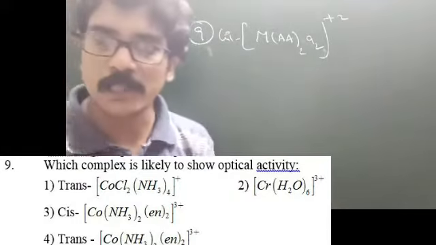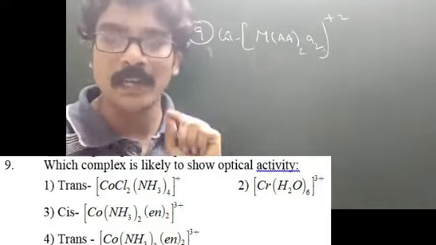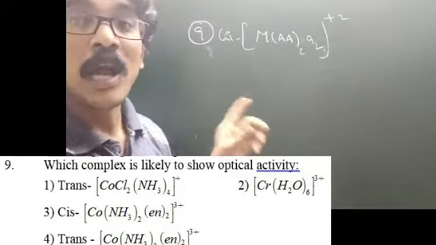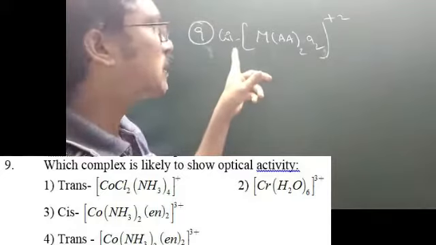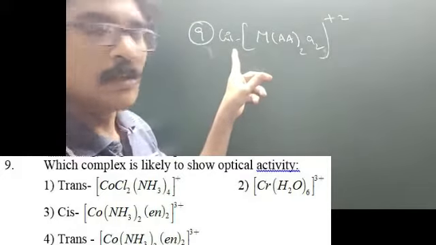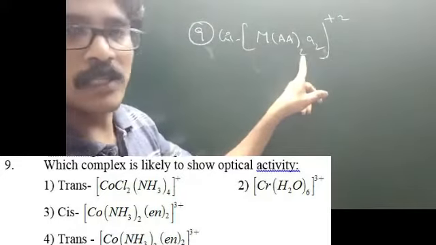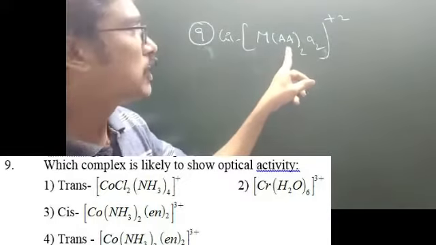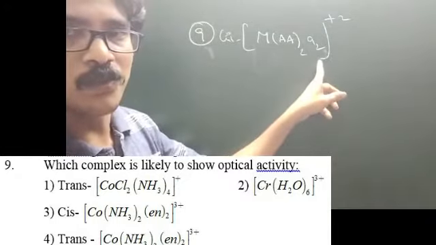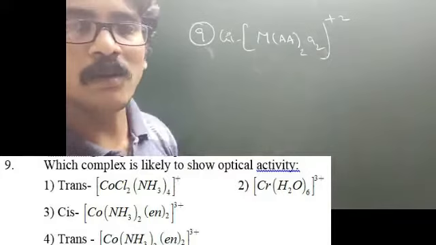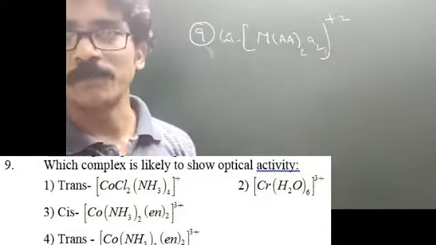Question number 9. Among the following complexes, which show optical isomerism? Optical isomerism is observed in the cis complex of type M(AA)2X2, where AA is a bidentate ligand. The cis complex of this complex type exhibits optical isomerism.